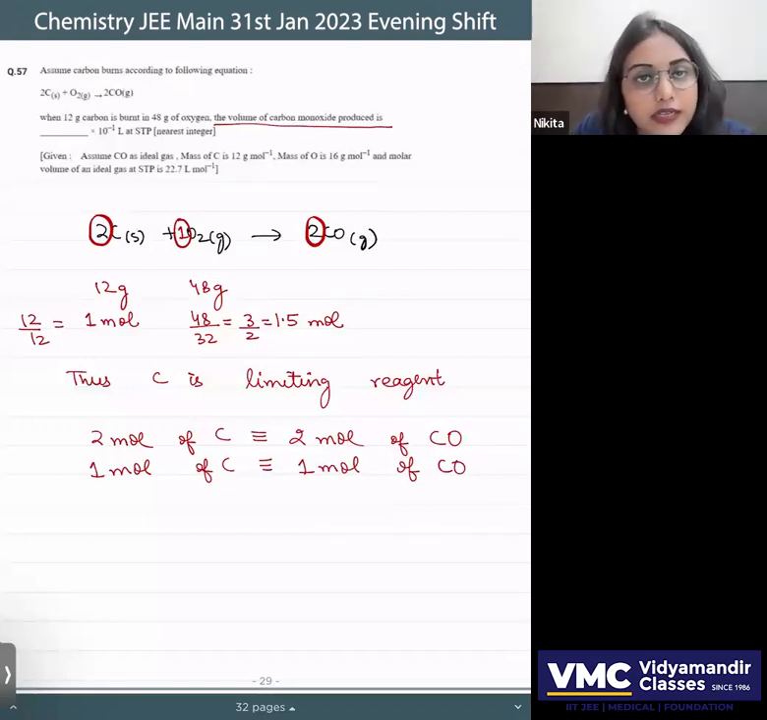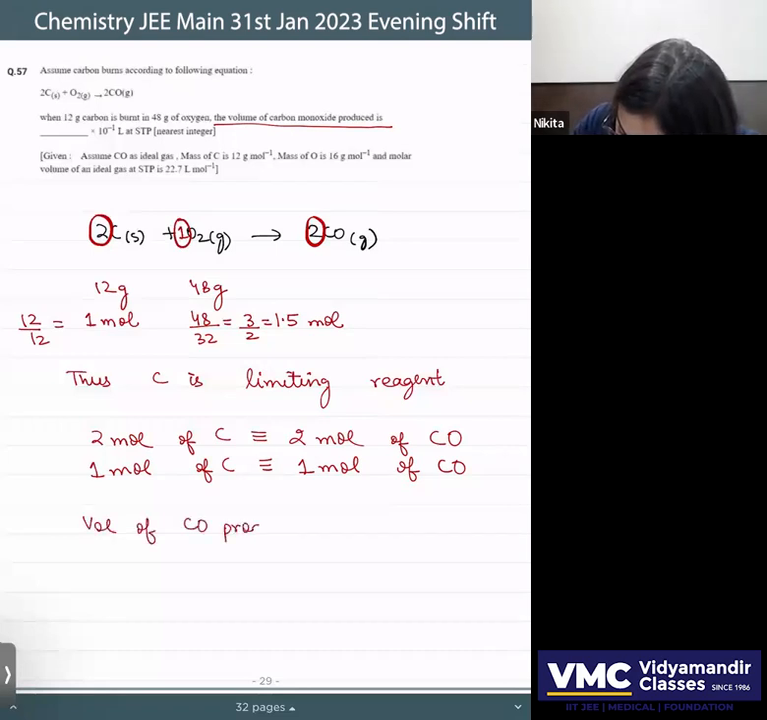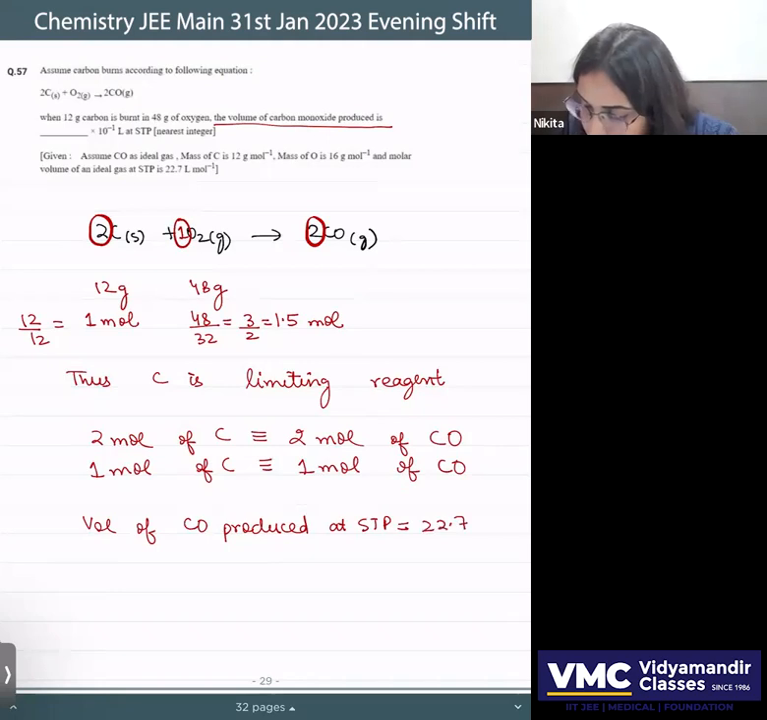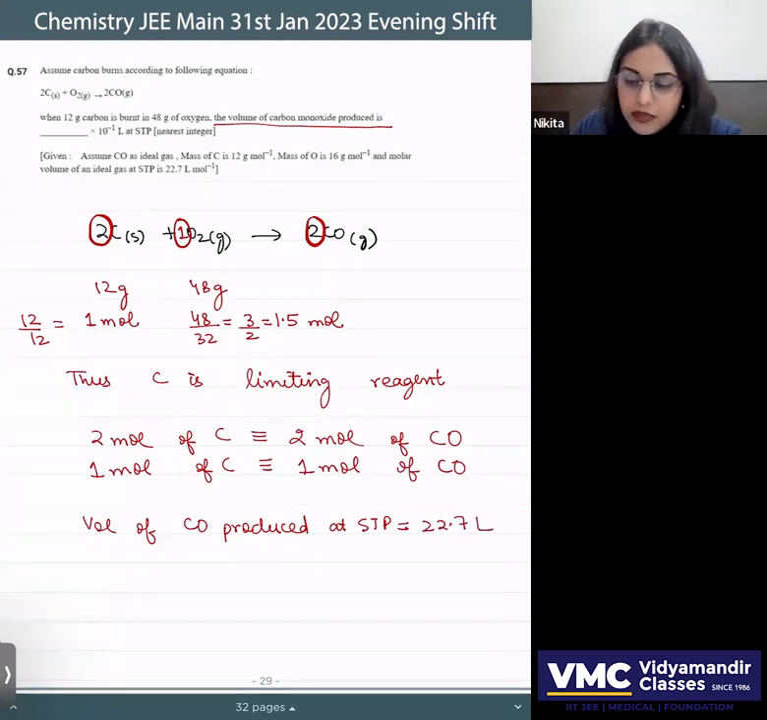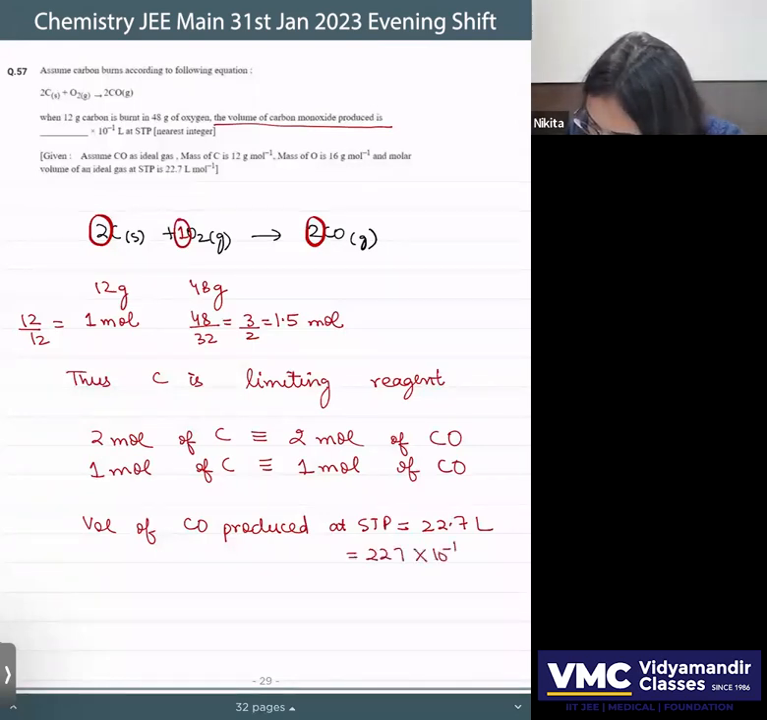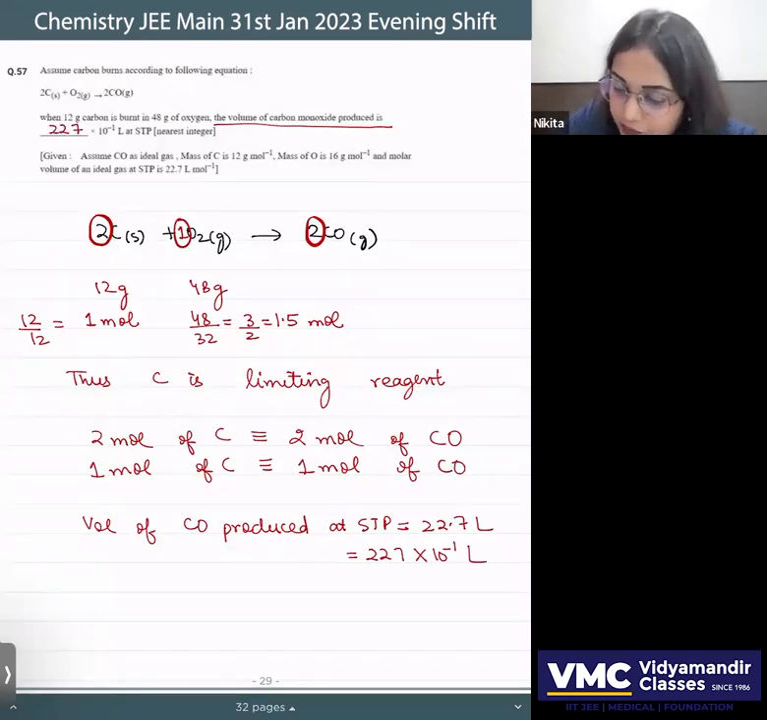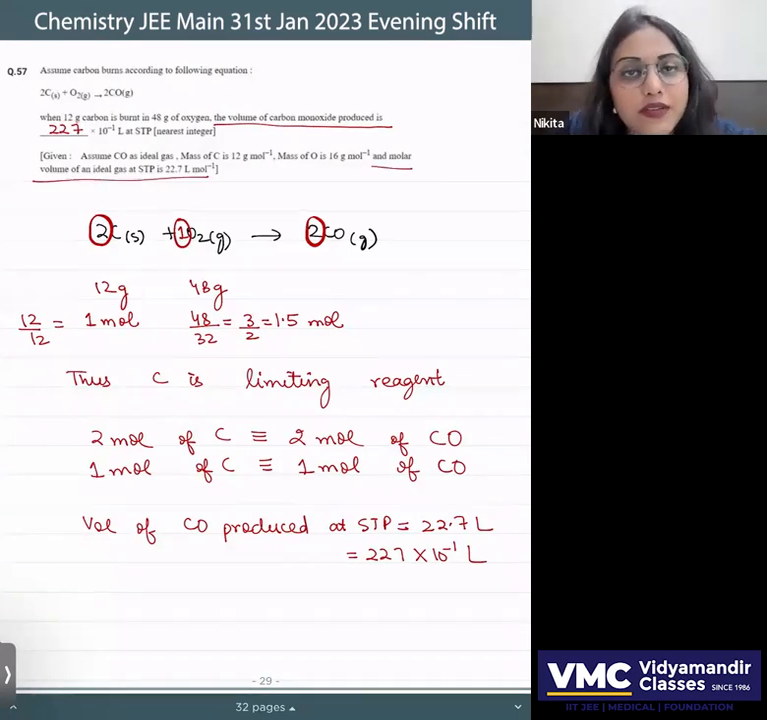1 mole of carbon monoxide at STP. What will be the volume produced? The volume of CO produced at STP for 1 mole is 22.7 liters. It is given into 10 power minus 1. So answer will be 227 into 10 power minus 1 liters. Correct? We were given the molar volume as 22.7 liters per mole. So our answer will come 227 into 10 power minus 1 liters. Right?